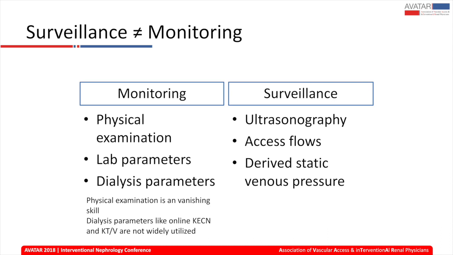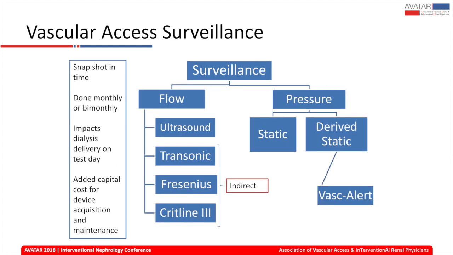But as far as surveillance is concerned, it needs some kind of device used to measure certain parameters, whether it's the flow or the pressure. So surveillance programs can be broadly classified into flow-based and pressure-based. Among the flow-based, there are different ways you can measure the flow. Most of the data has been on dilution techniques of different kinds, whether Transonic, or Fresenius with ionic dialysance, or hematocrit with the Crit-Line.